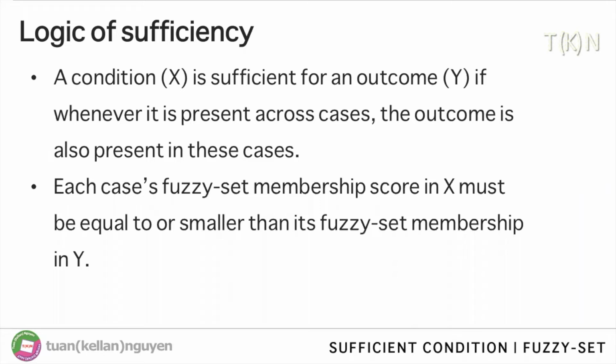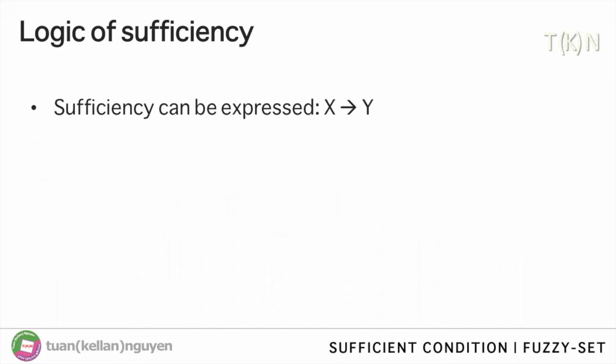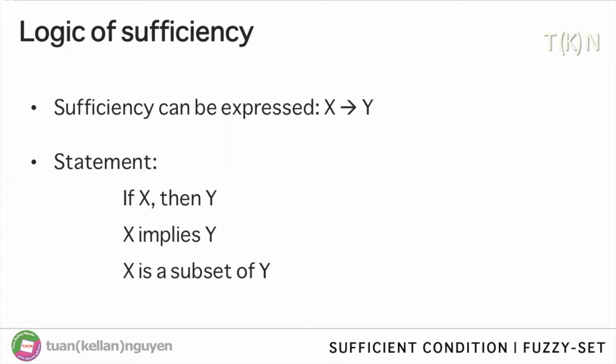And for fuzzy set, each case's fuzzy set membership score in the condition X must be equal to or smaller than its fuzzy set membership score in the outcome Y. The sufficiency relation can be expressed as the condition X, an arrow from left to right, and Y. We can read the statement as if X then Y, or X implies Y, or X is a subset of Y. Usually, when we analyze sufficiency, we are analyzing the subset relation.